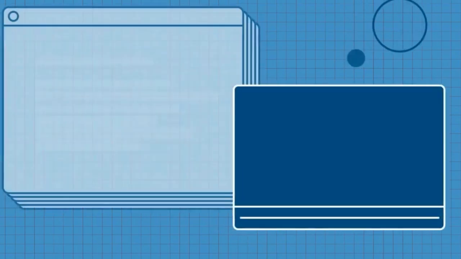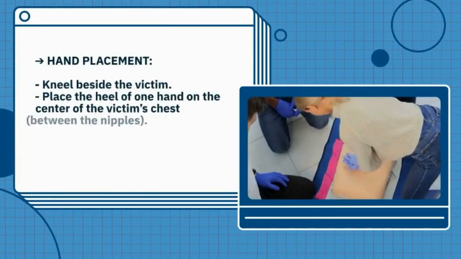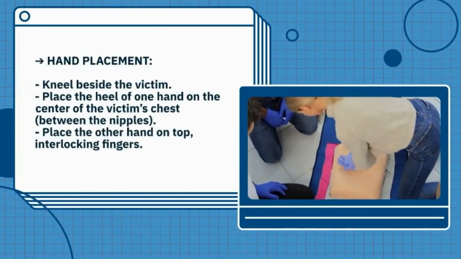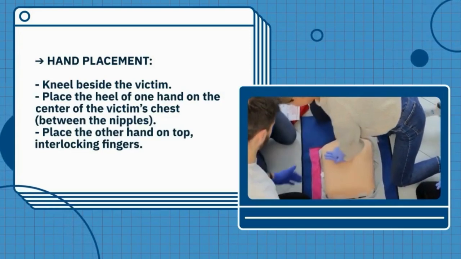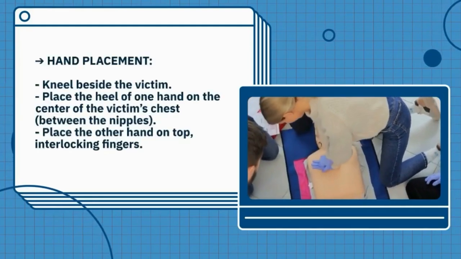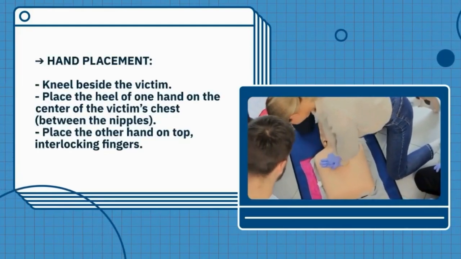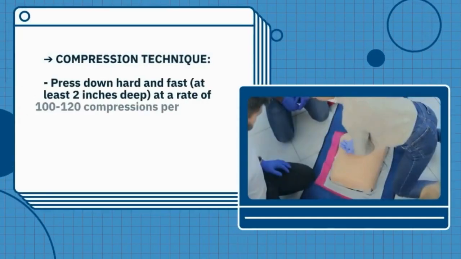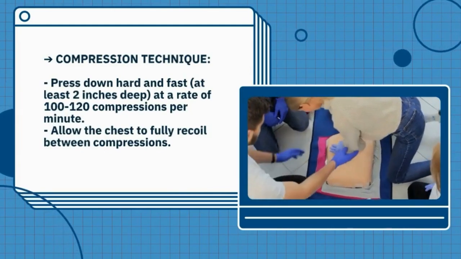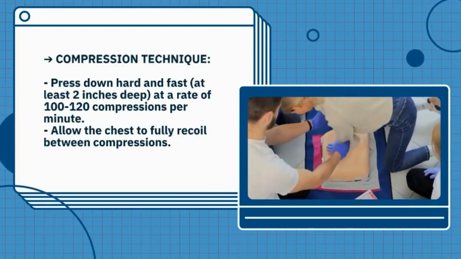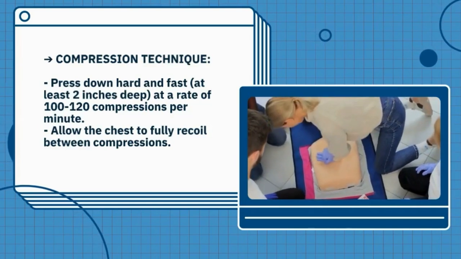Chest compressions hand placement. Kneel beside the victim. Place the heel of one hand on the center of the victim's chest, between the nipples. Place the other hand on top, interlocking fingers. Compression technique. Press down hard and fast, at least 2 inches deep, at a rate of 100-120 compressions per minute. Allow the chest to fully recoil between compressions.